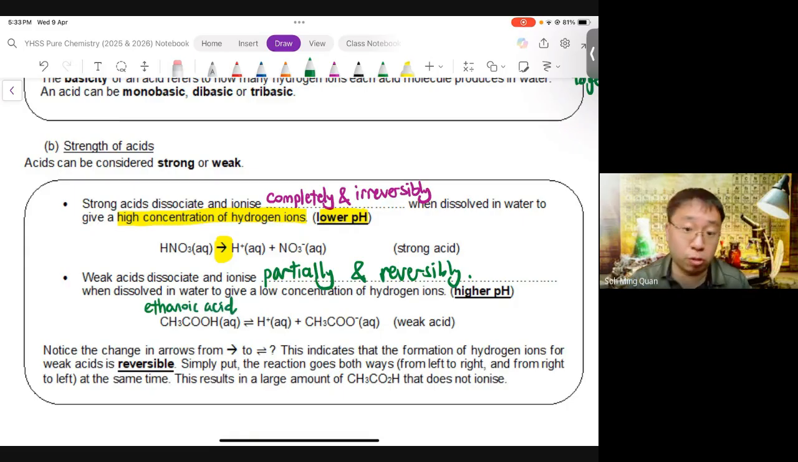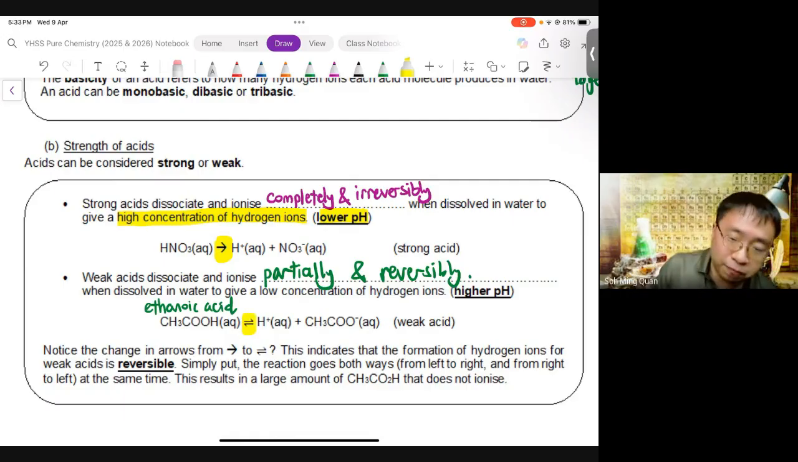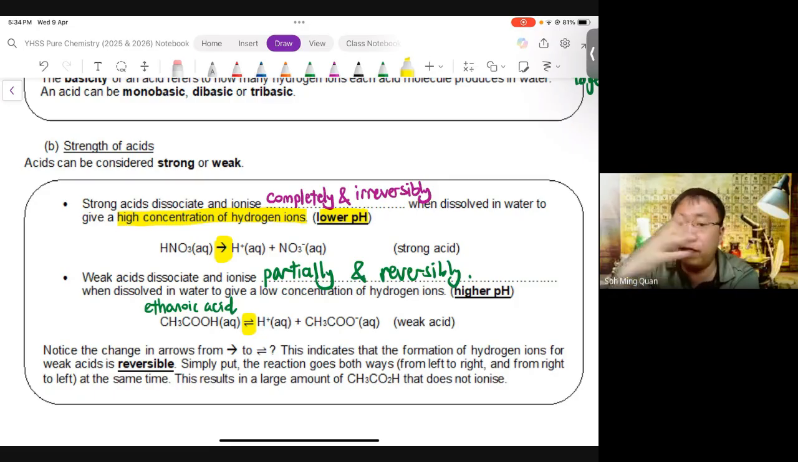Ethanoic acid dissociates reversibly. It's quite obvious based on the arrow. Look at the arrow, the difference in the arrows. The arrow for dissociation of ethanoic acid is two directional. It goes left to right. It also goes backwards, right to left. So this tells you that it's reversible. Once formed, the H+ could very well combine with the other anion to go backwards. All right, so it's reversible.